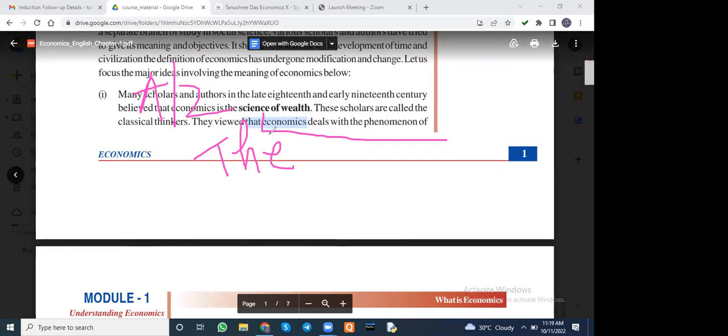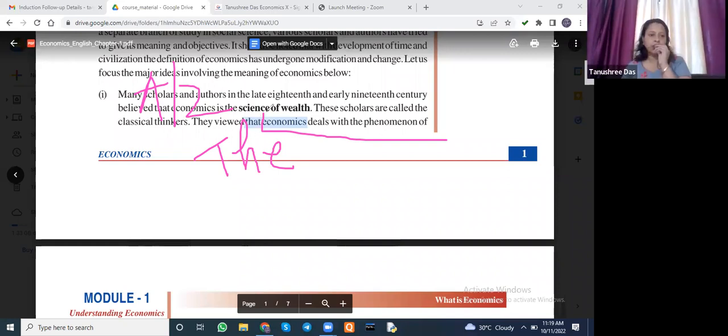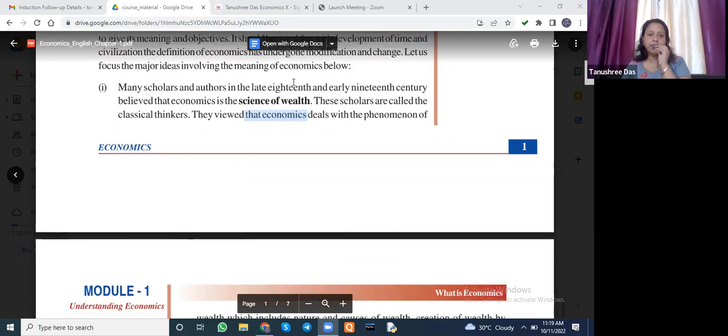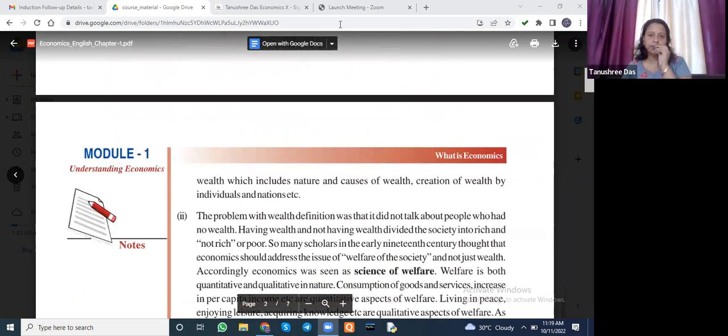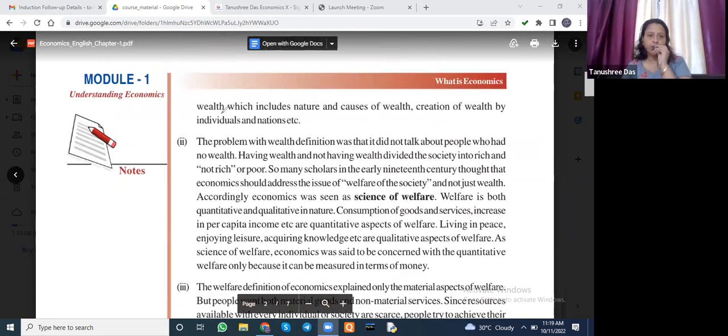Okay, so this that you will not use, you will use the... Then come to the next line up to this part. Wealth, which includes nature and causes of wealth, creation of wealth by individuals and nations. This is your definition for wealth. Okay, whereas welfare means welfare is both. You will start it from here. Welfare is both.